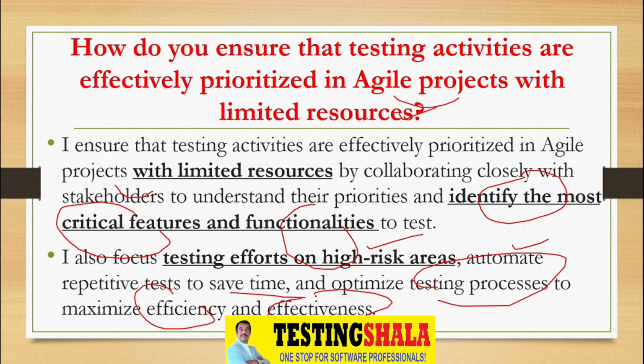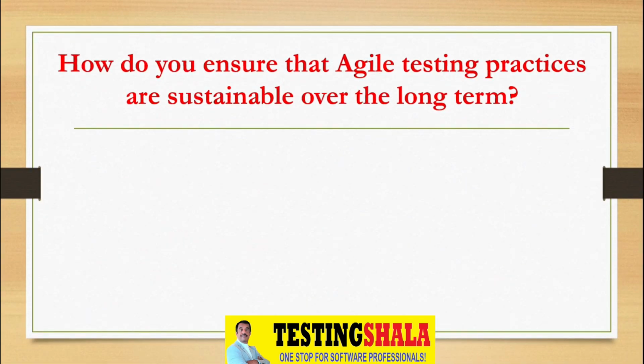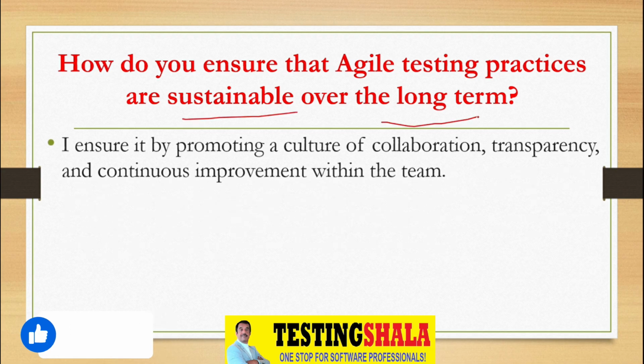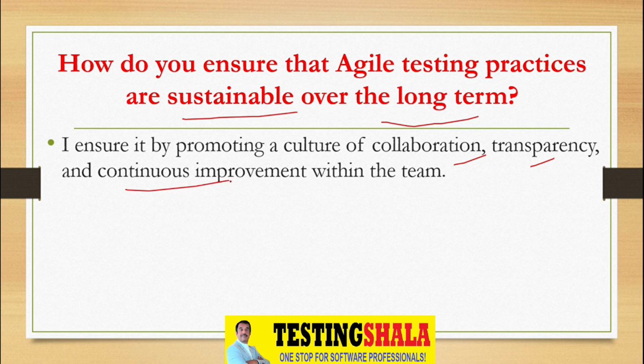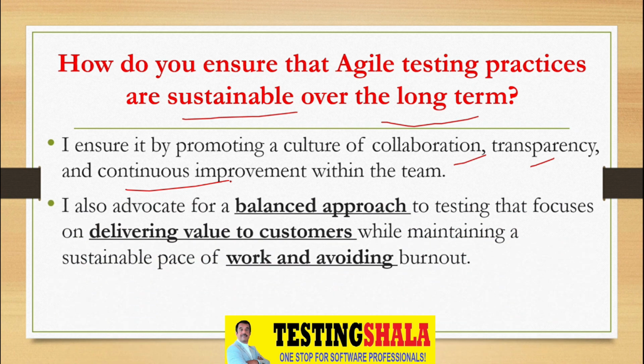How do you ensure that Agile testing practices are sustainable over the long term? We have to keep in mind that Agile testing is meant for a culture of collaboration, transparency in communication, as well as continuous improvement within the team. By adopting Agile testing, this culture will be adopted, and that gives us a balanced approach to test things, delivering value to the customer while maintaining a sustainable pace of work and avoiding burnout.